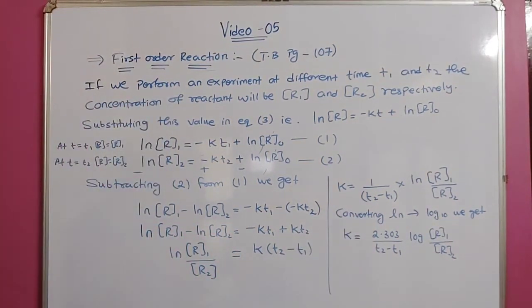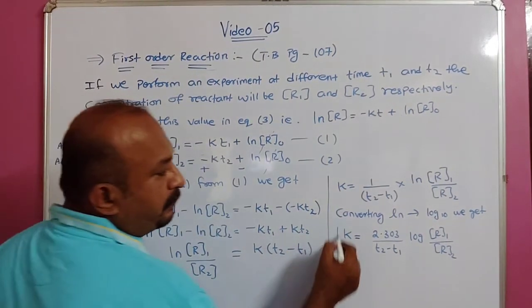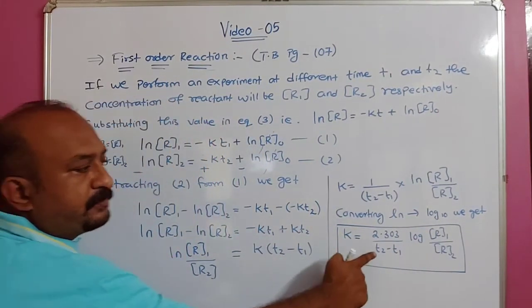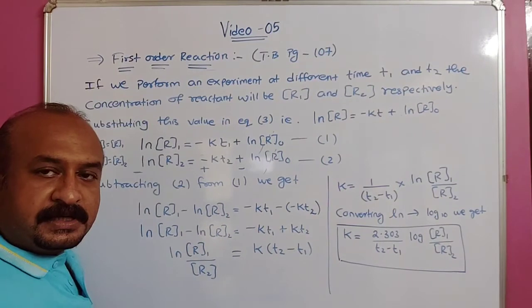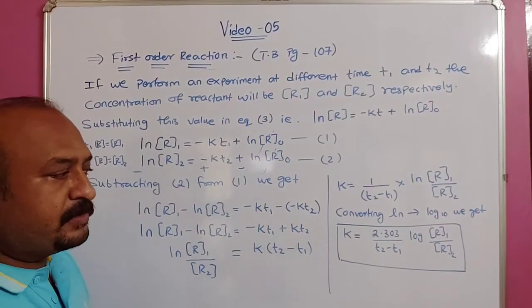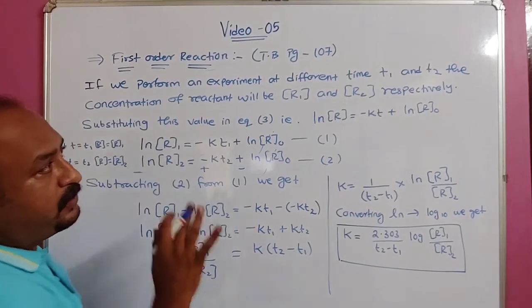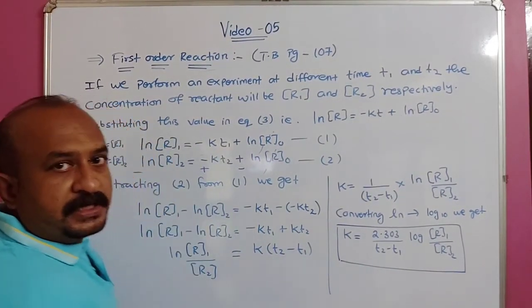Now in your textbook also it is given, you can see there. This formula you have to remember. Don't forget this formula for two different conditions, where two experiments are carried out under different conditions. This is the part that was left out in first order reaction.